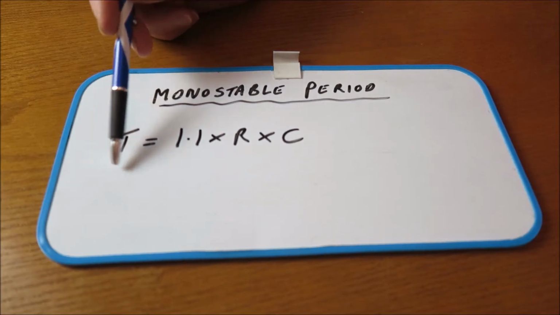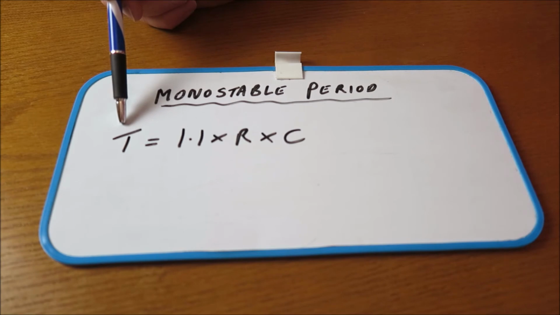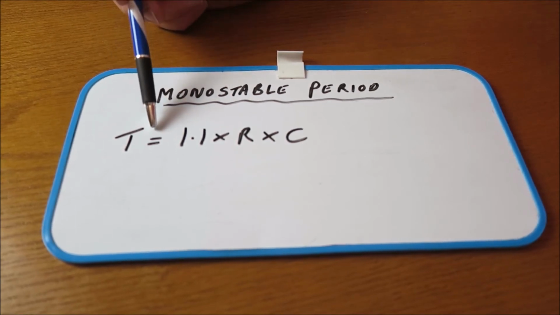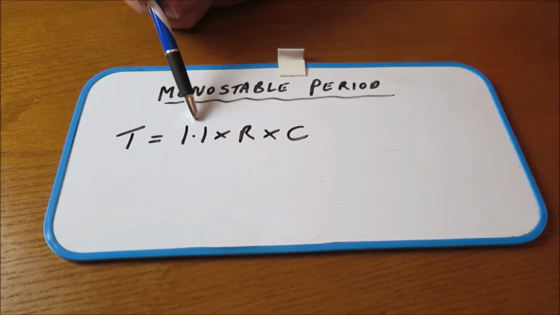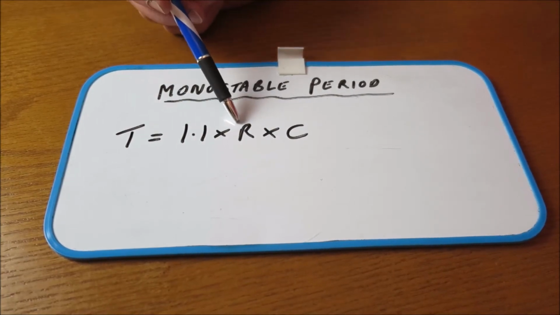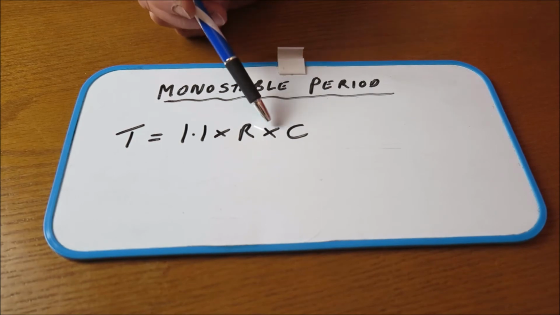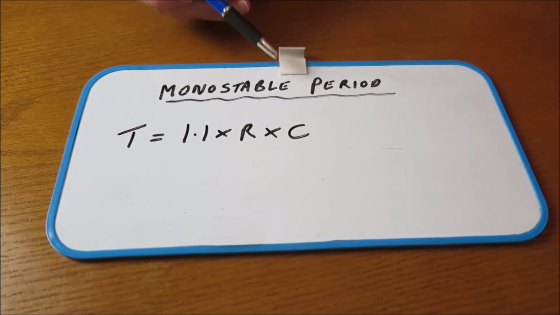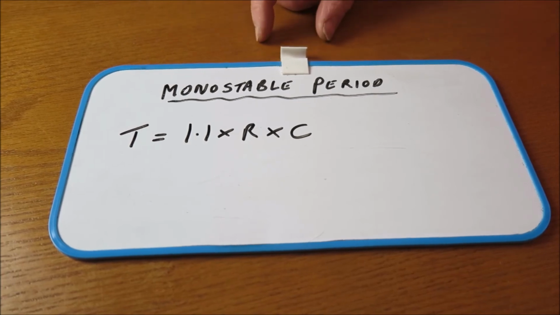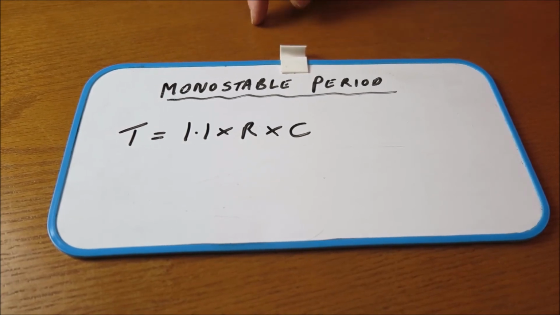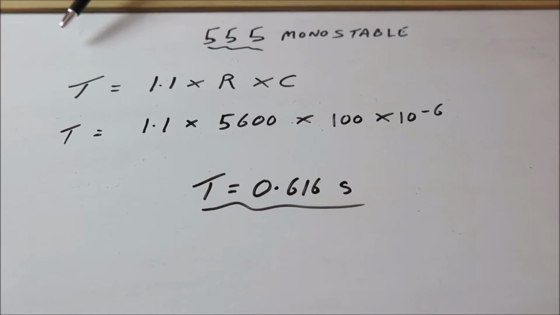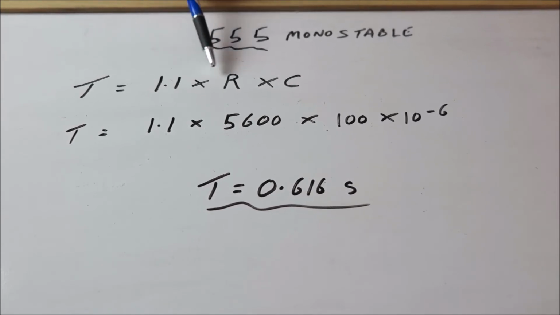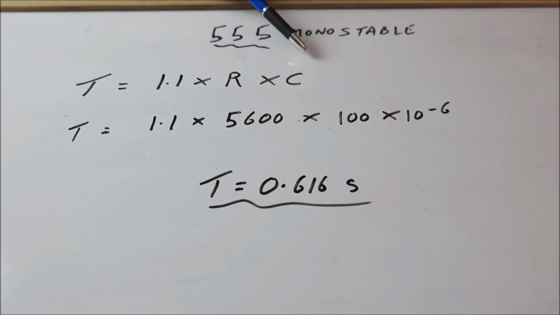Now that monostable period that we looked at, the calculation is T, so that's time, is equal to 1.1, which is a constant, multiplied by the value of the resistor, multiplied by the value of the capacitor. Now let's apply this calculation to the actual circuit that we were just using, and we will come up with this. So on that circuit, we brought this formula in. T is equal to 1.1 times the resistance times the capacitance.